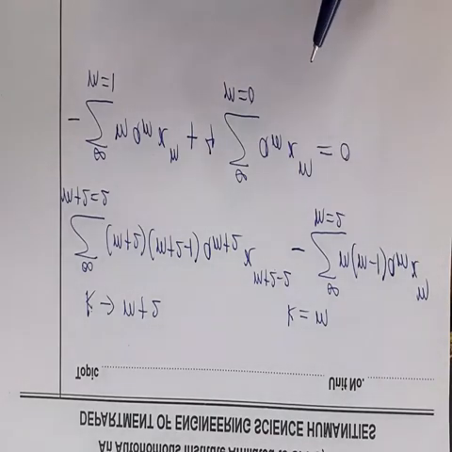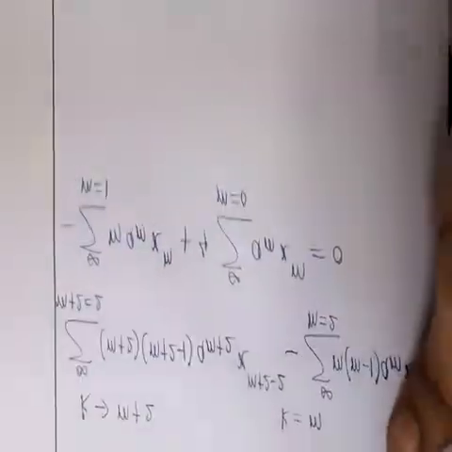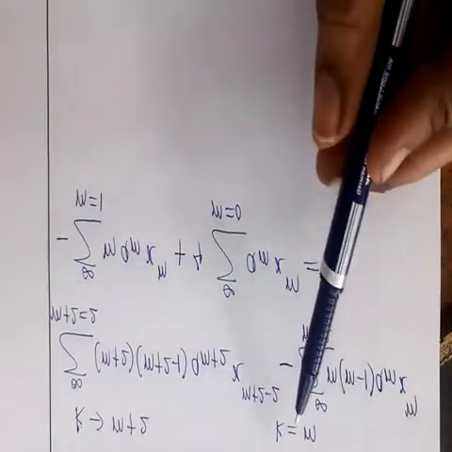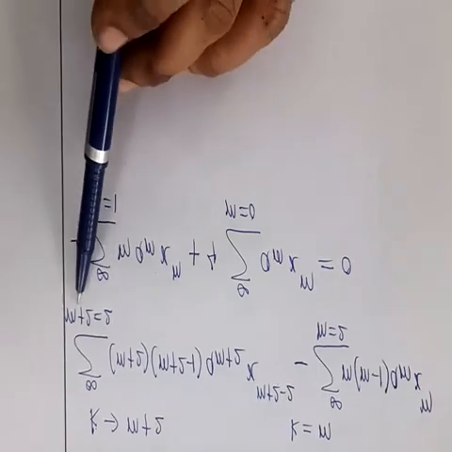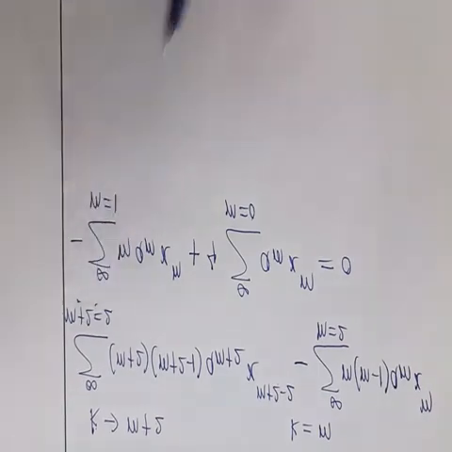So this we get after replacing k by m plus 2 and k by m. So this is summation m is equal to 2 to 2. So the 2 will get cancelled.